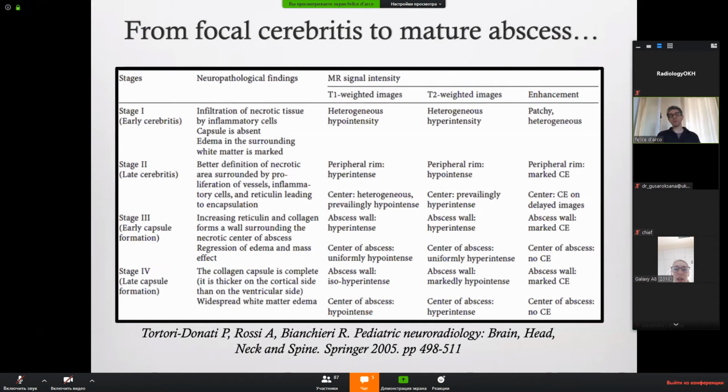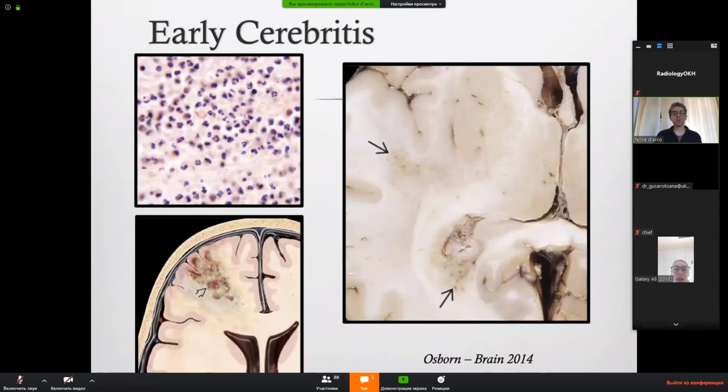To understand what we see on imaging, we need to understand what we have on pathology. So we have first stages of cerebritis that then evolves into abscess. The difference between cerebritis and abscess is the reaction of the immune system that in the later stage forms a capsule around the area of inflammation. This is from the Osborn Brain book from 2014, where there are a lot of pathological images, and you can see all these polymorphonuclears in the brain, and these are some ill-defined areas of cerebritis.